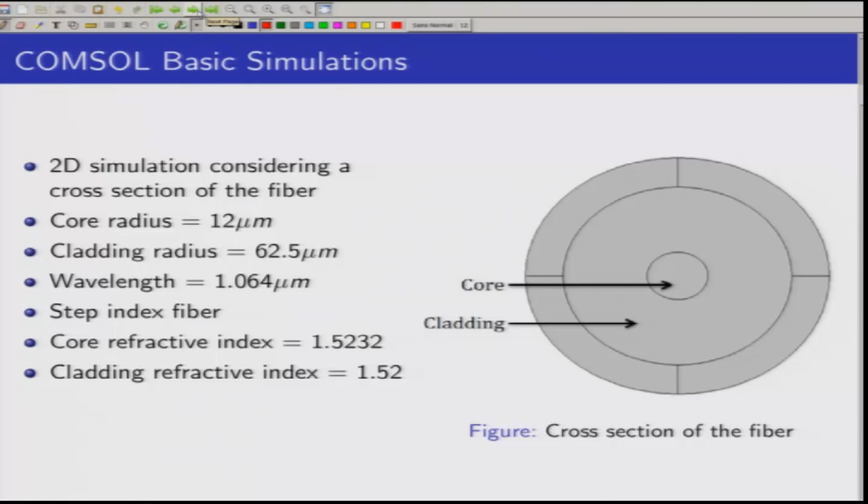For that, we need to design a geometry. As we have seen earlier, the cross section of a fiber consists of a core and a cladding, which has been defined here in the figure. And the properties of this core and cladding, that is the dimensions and the refractive indices, are given here.